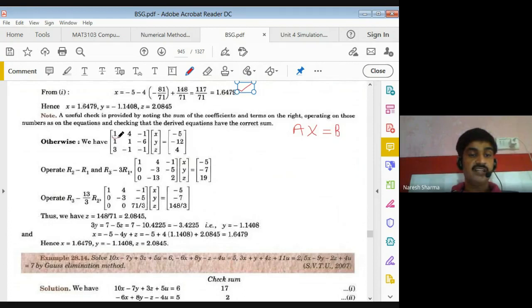With the help of this one, we make this 0, that is R2 minus R1. So we apply this on the complete row. 1 minus 1, 0, 1 minus 4, minus 3, and similarly minus 6 minus 1, that is plus 1, minus 6 plus 1 is your minus 5. Similarly this also, minus 12 plus 5 is minus 7.